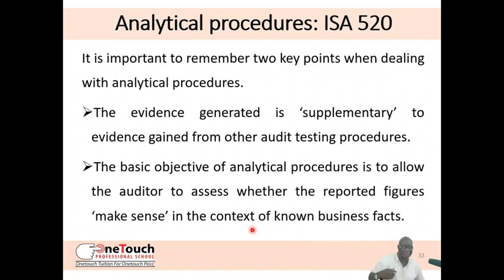Analytical procedures. It is important to remember two key points when dealing with analytical procedures. The evidence generated is supplementary to evidence gained. So apart from the evidence you have obtained, you do analytical procedures to also obtain evidence. The basic objective of analytical procedures is to allow the auditor to assess whether the reported figures make sense in the context of what is known. That's how you do analysis to see whether what is on the ground is exactly what the analytical procedure is also giving you.